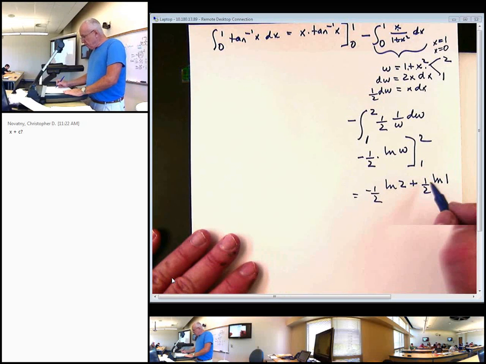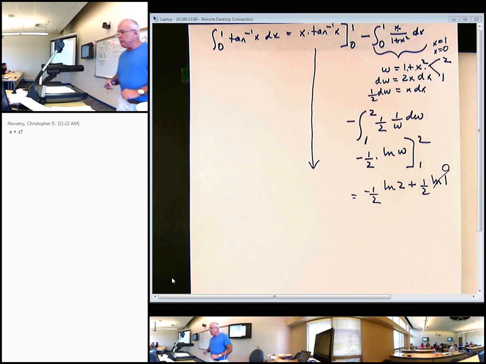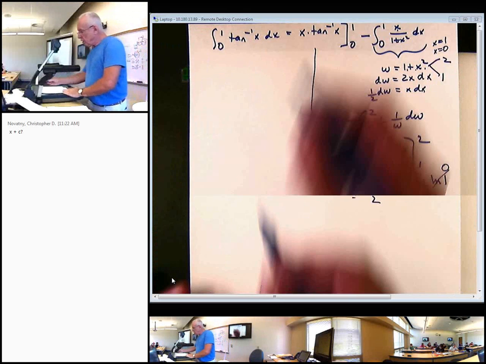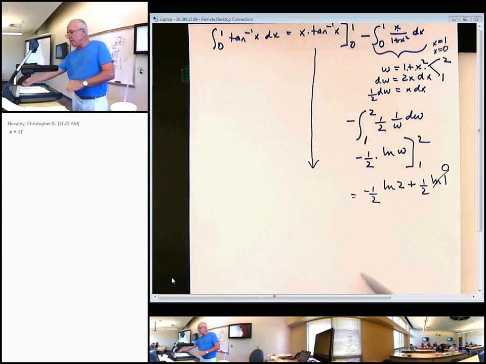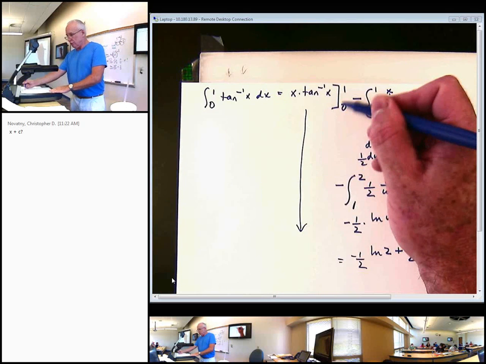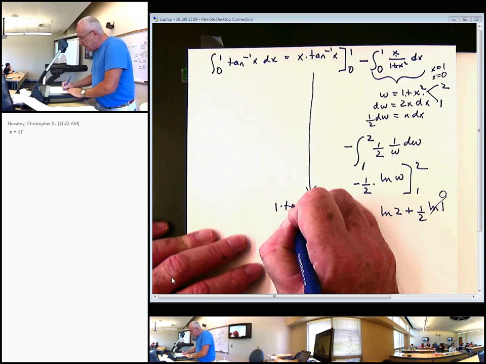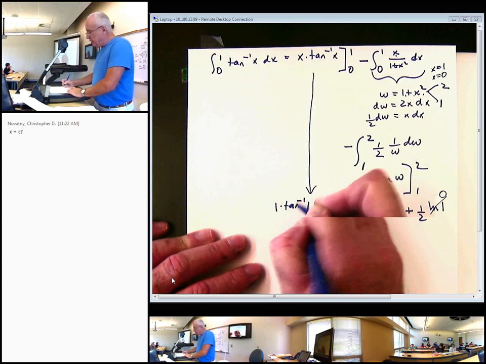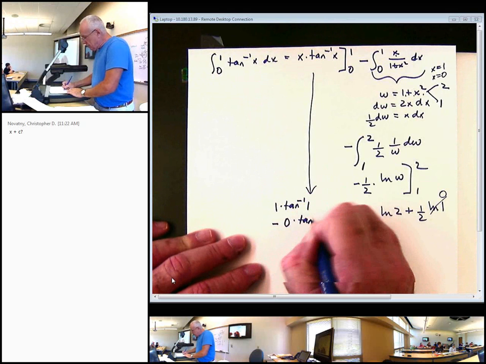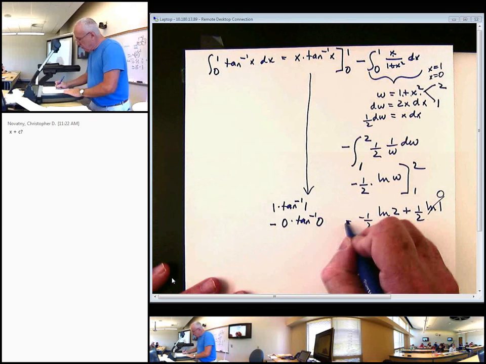This is 0. Now the thing is, don't forget that I also had limits of integration here, limits for that u and v. So don't forget that I have this limit right up here. These also need to be figured out. So this is going to be 1 times the tan inverse of 1 minus 0 times the tan inverse of 0. All right? And then I've got the rest of this here.